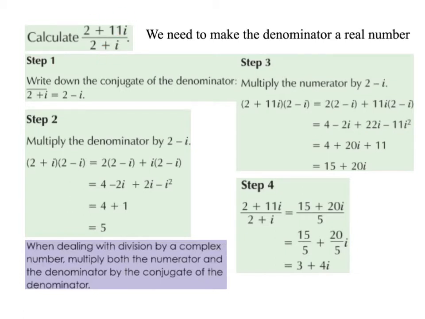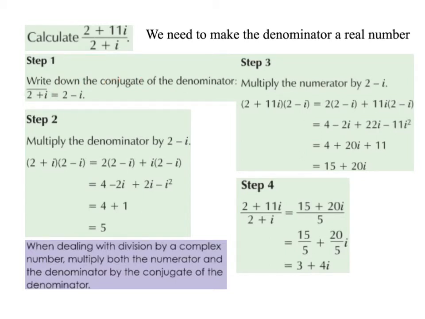If we want to work this out, what we need to do is make the denominator be a real number, so basically get rid of the i value. So the first step is we need to write down the conjugate of the denominator. And it must be the denominator, never the numerator. So the conjugate of 2 + i is going to be 2 - i.